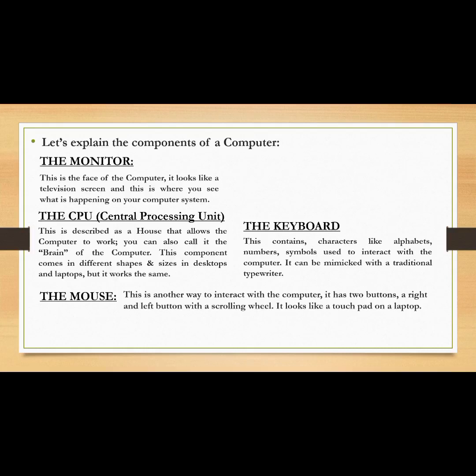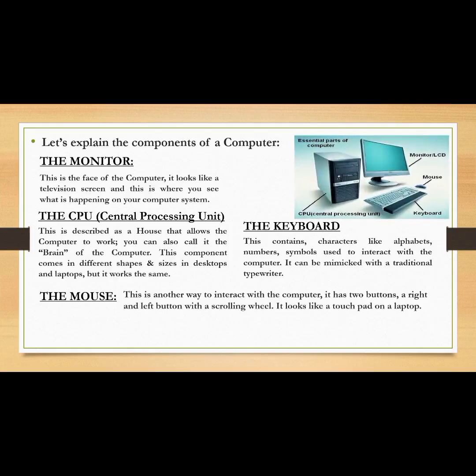So let me explain this family all put together with just an image. Essential computers. This is a CPU, this is a monitor, this is a mouse, and this is a keyboard. These four cannot work alone. That's what I want you to know. They work together. Do you get me? There is no monitor without a CPU, there is no CPU without a keyboard, there is no keyboard without a mouse. They all work together and they're all connected together.